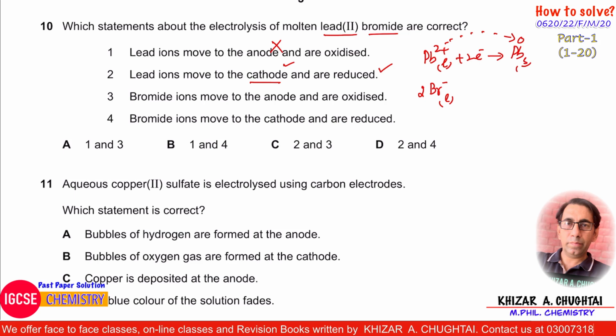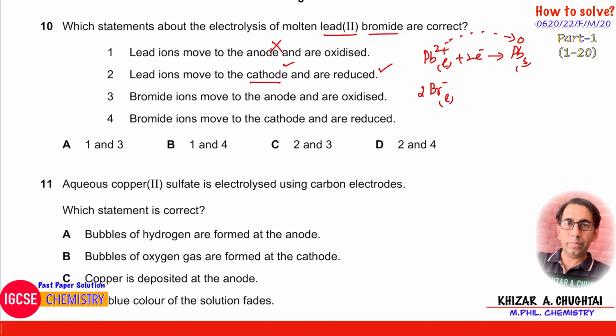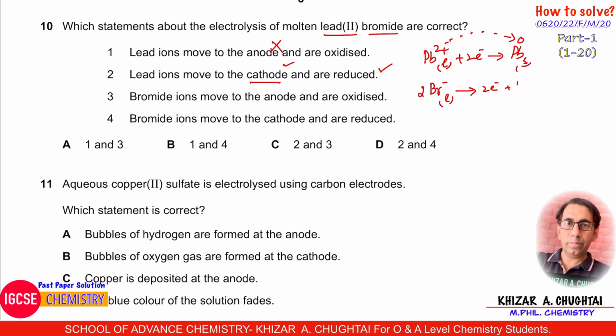Bromide ions move towards the anode. Yes, they may, because they are having negative charge and they will lose electrons. I mean 2Br negative ions will lose 2 electrons to make Br2, gas or liquid.